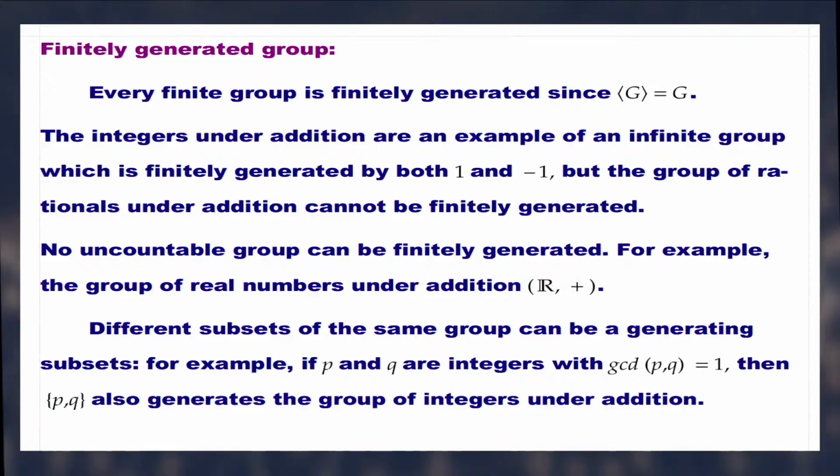And another group is the finitely generated group. Every finite group is finitely generated, since the generator set of G is equal to G. The integers under addition are an example of an infinite group which is finitely generated by both 1 and -1. But the group of rationals under addition cannot be finitely generated. No uncountable group can be finitely generated. For example, the group of real numbers under addition, R plus.